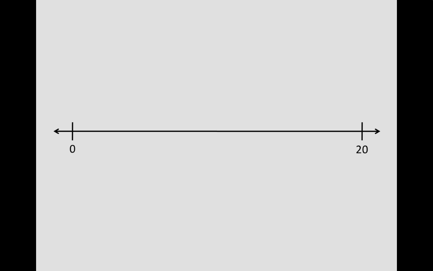Here we have a 0 to 20 open number line. So what numbers do we need to add to this number line to complete it? Well, we need to add 1, 2, 3, 4, 5, all the way up to 20. So how could we do that? What would be a good strategy for completing this number line?